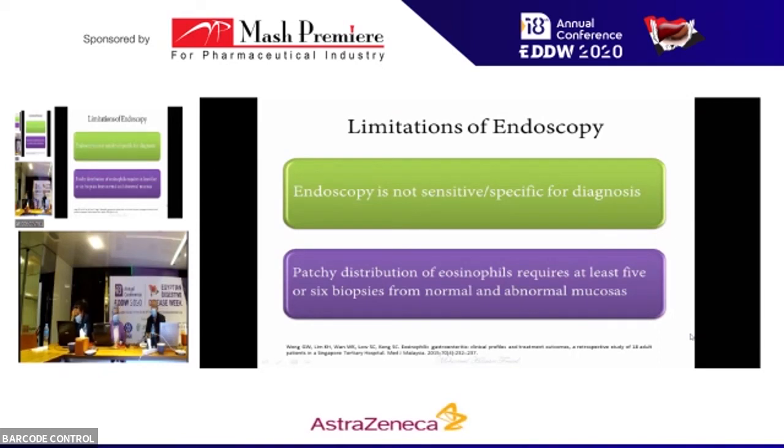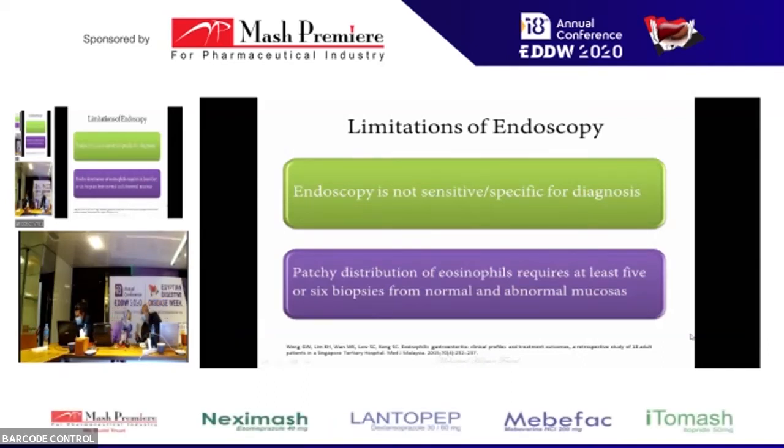So we have patchy distribution of eosinophils. So this requires that we take biopsies from at least 5 or 6 different sites from normal and abnormal mucosa, because sometimes the eosinophils may infiltrate the normal mucosa.